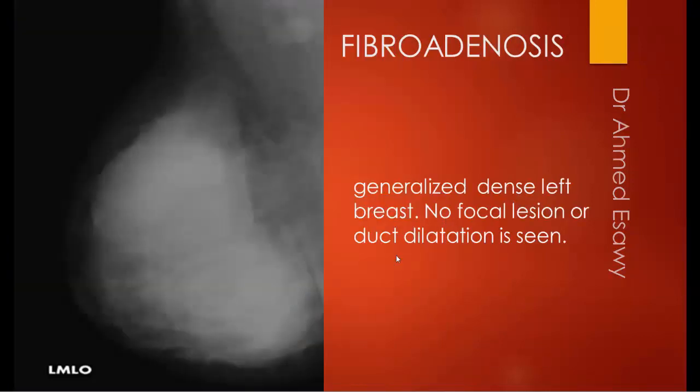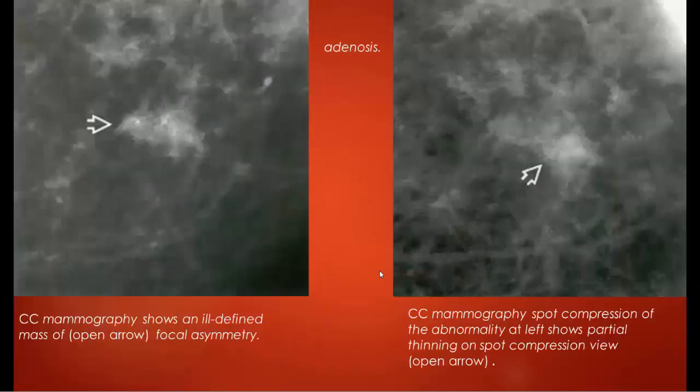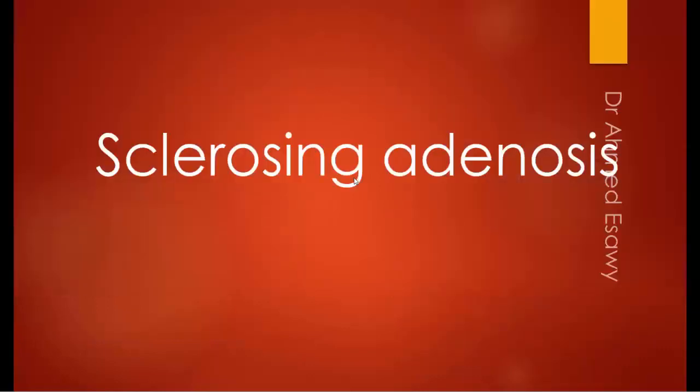Mammography in fibroadenosis, simple fibroadenosis, shows a generalized dense left breast, no focal lesion or ductal dilatation seen. This CC mammography shows an ill-defined mass with focal asymmetry and calcification. Spot mammography of an abnormality in the left breast shows partial thinning on spot compression, a case of simple adenosis.